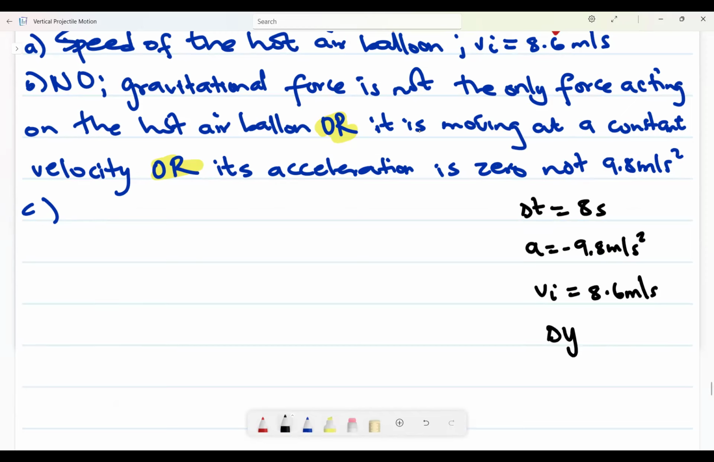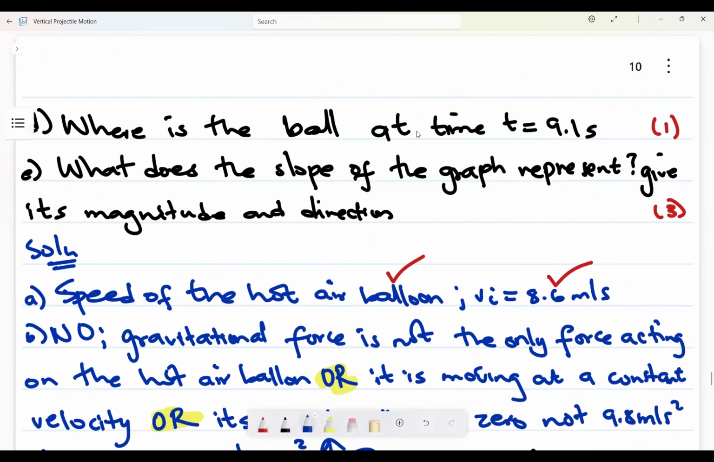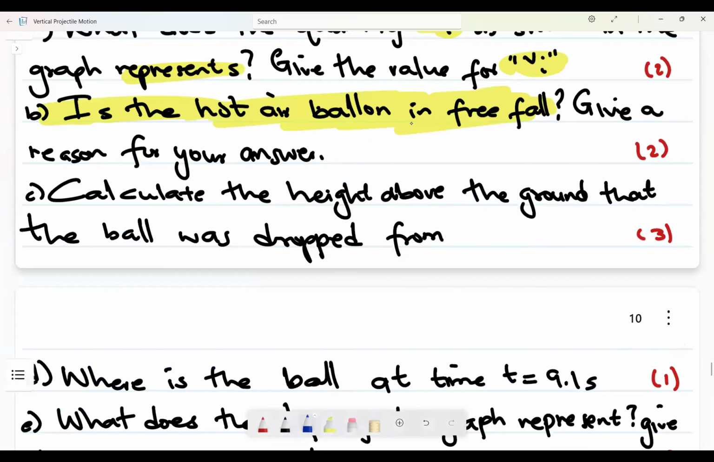Then we want your change in y. So the formula that's suitable for this one is that change in y is equal to vi change in time plus half a change in time squared. So remember, we choose upwards as positive. So it means now change in y, I'm expecting the answer to be negative. Okay, then, let me change this mark allocation. It should be 4 marks.